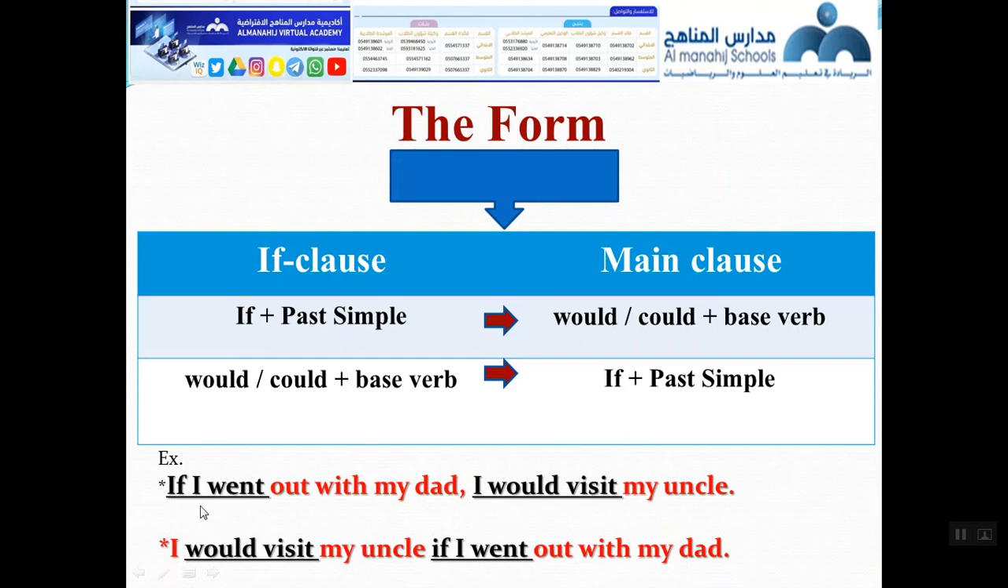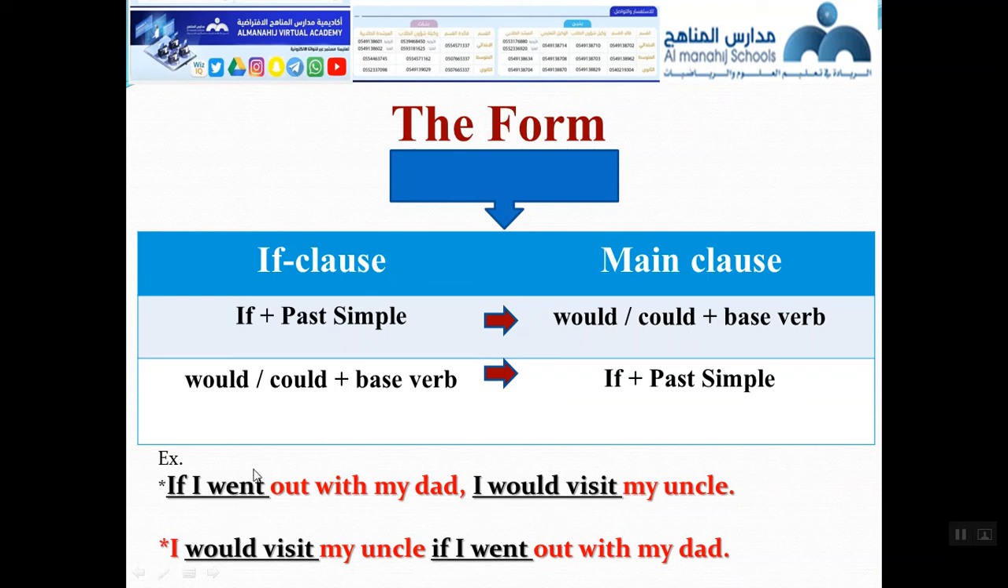For example, this is an example. If I went, here I used if plus went. If I went out with my dad, I would visit my uncle. Okay, here I have two parts. The first part is if clause, if plus the verb in the past simple tense, and here I use would plus base verb. Here I can switch between the two parts as I said before. I can start with I would visit my uncle, like here. I would visit my uncle if I went out with my dad.